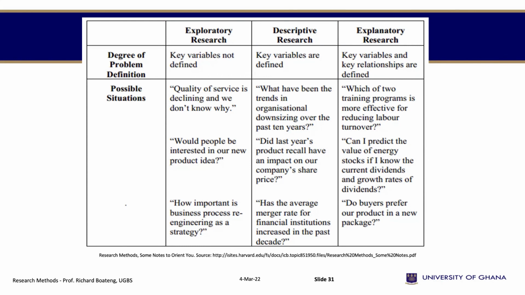Okay. Do buyers prefer our new product in a new package? So now there's a new package and you look at the buyers too. If you look at it carefully, the explanatory here, the last question looks like the same, but he has put it here because of what he wants to do in it. Can I predict the value of energy stocks if I know the current dividends and growth rates? So predictive, also a relationship between variables. Okay. So this one, the key variables are mentioned, but it's not exploring relationships. Do buyers prefer, relationship. Can I predict, relationship. It's more relationship.